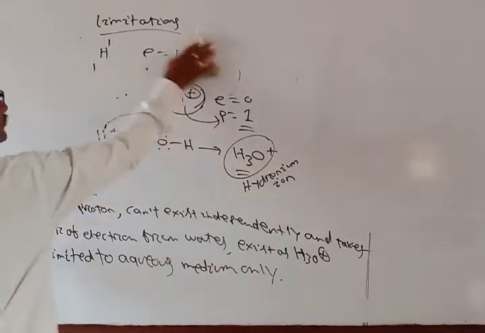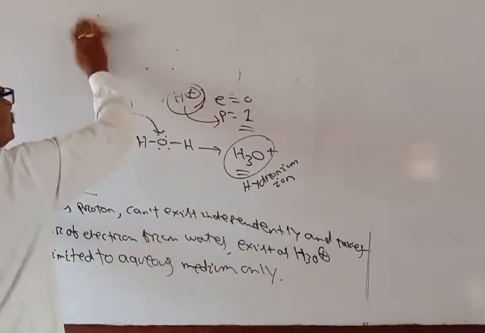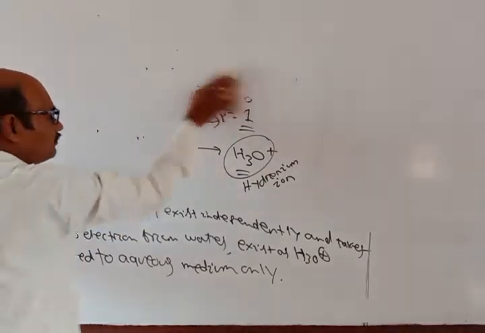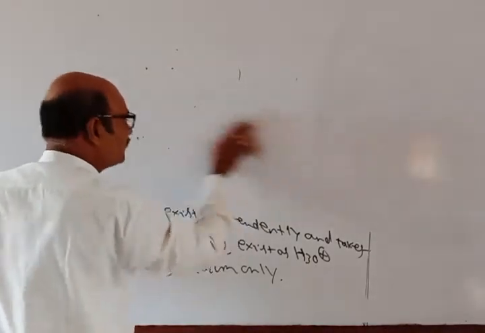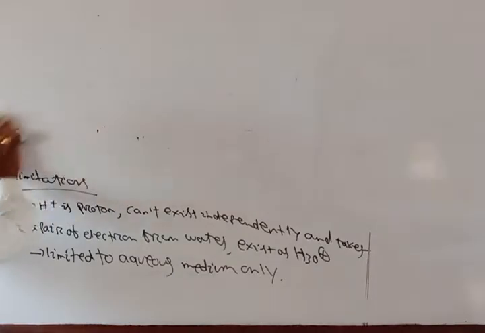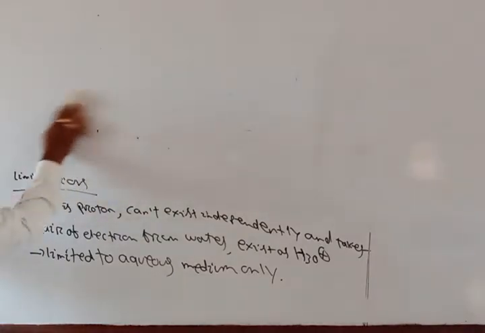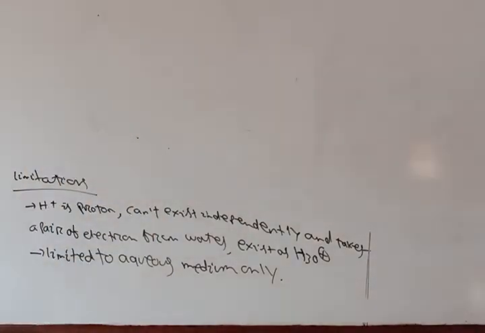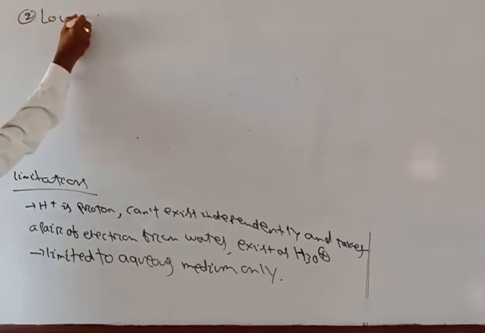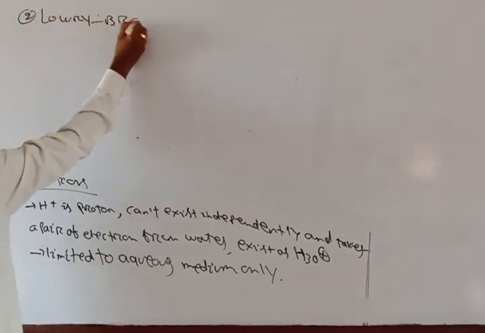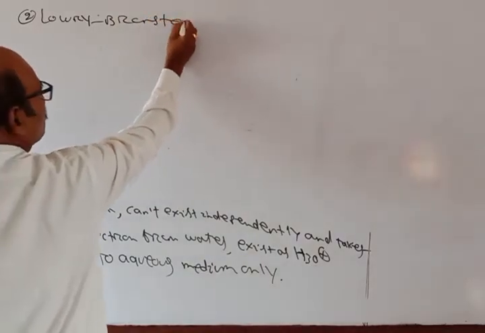Okay, so in order to overcome these limitations, another theory is called the Lowry-Bronsted theory of acids and bases. Number 2, Lowry-Bronsted theory.